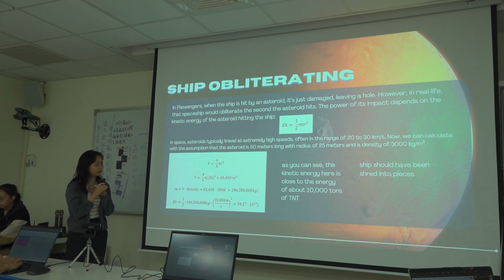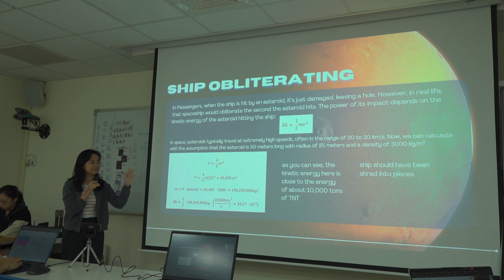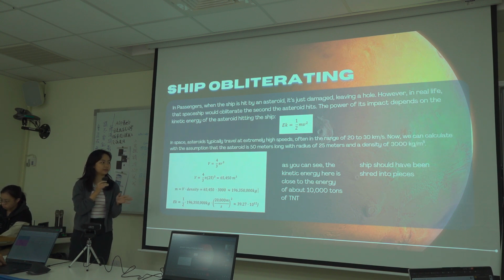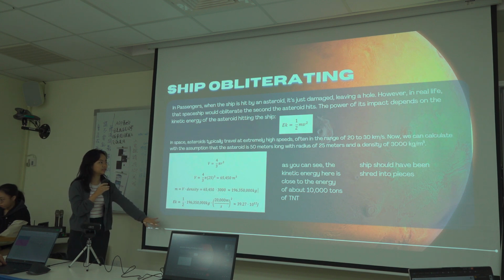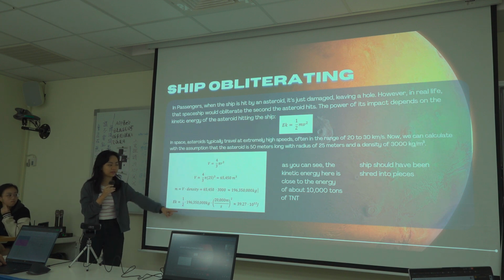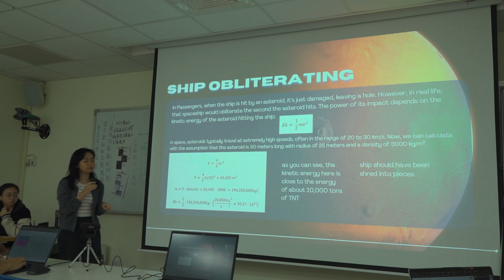And then we calculate the mass, which is the volume times the density. We assume the density is, I just Googled this, about 3,000 kilograms per cubic meter. And we get a rough estimate of 196,350,000 kilograms. We plug it into the kinetic energy formula, and this is a long calculation, but I found 39.27 times 10 to the power of 12 joules.